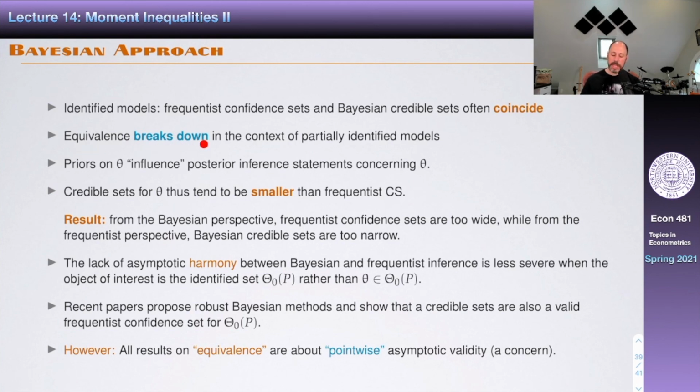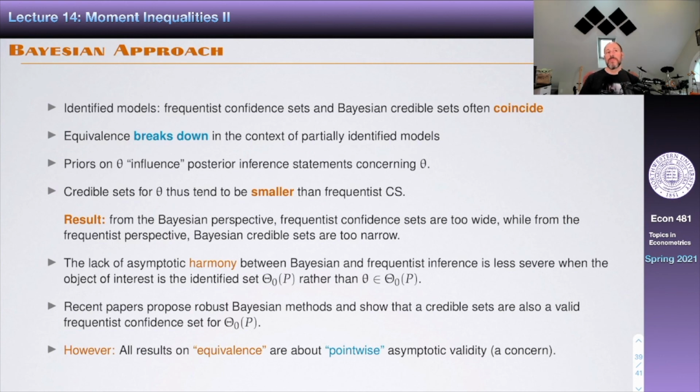But this equivalence breaks down in the context of partially identified models, and this makes partially identified models different. The issue is that priors on theta influence the posterior concerning theta a lot, because there are parts of your prior that are not going to be updated by the data, since the data has no information within the identified set. And what happens is that credible sets tend to be smaller than frequentist confidence sets. So from the Bayesian perspective, frequentist confidence sets are too wide, whereas from the frequentist perspective, Bayesian credible sets are too narrow. And there's no agreement in what we're doing.